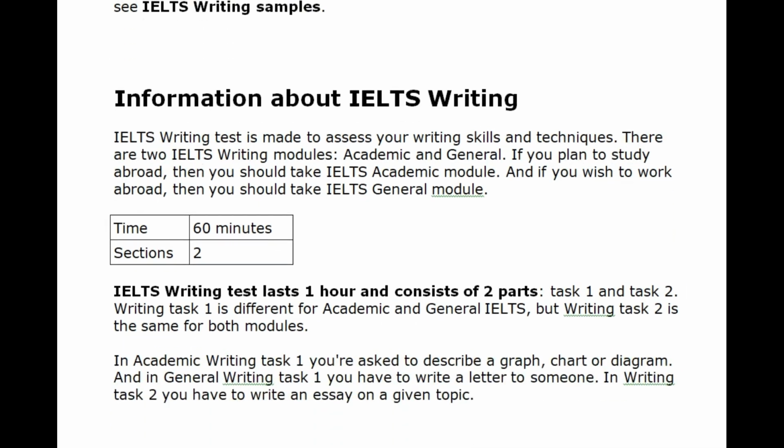In academic writing task 1, you are asked to describe a graph, chart, or diagram, and in general writing task 1, you have to write a letter to someone. In writing task 2, you have to write an essay on a given topic.